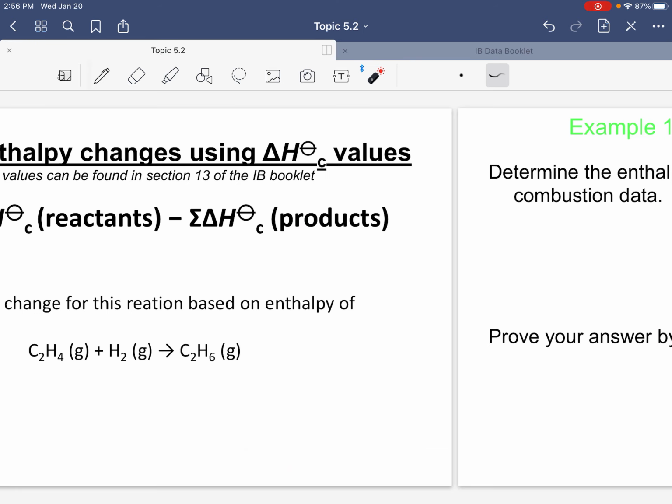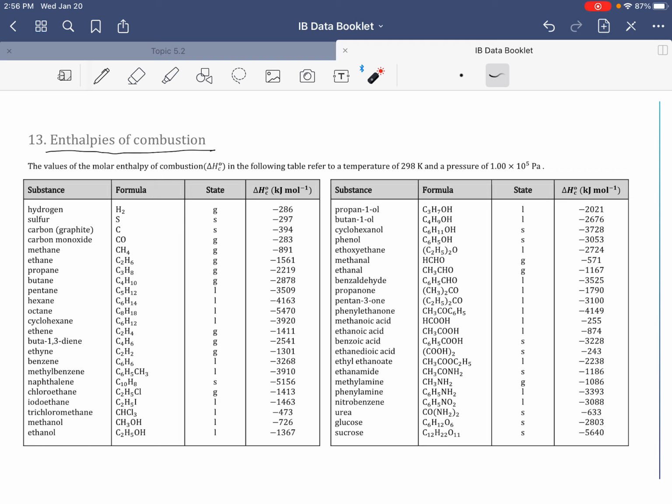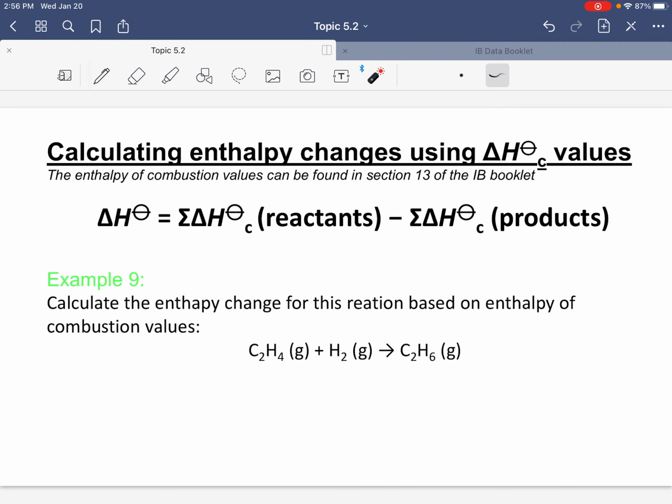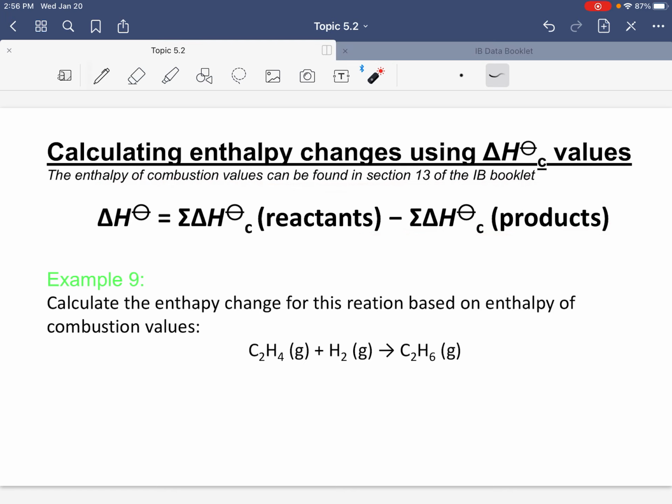I don't need a calorimeter to risk my life to do this reaction. I don't really need to look at formation either. I can, but I don't have to. I can look at the results in combustion data. But if you were to use combustion data to do this, you will need to change your equation to have your reactants minus the products.